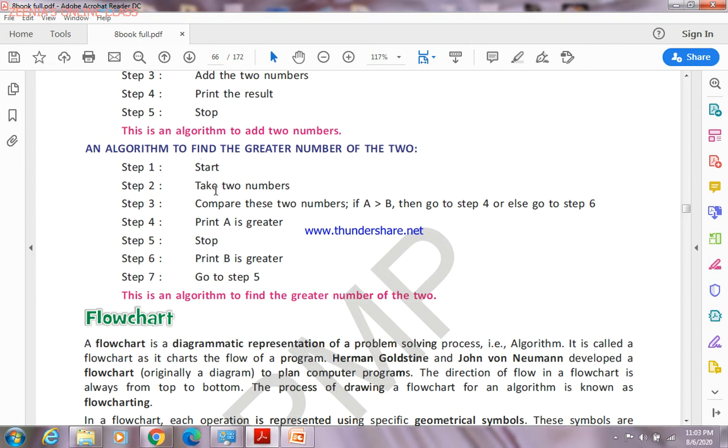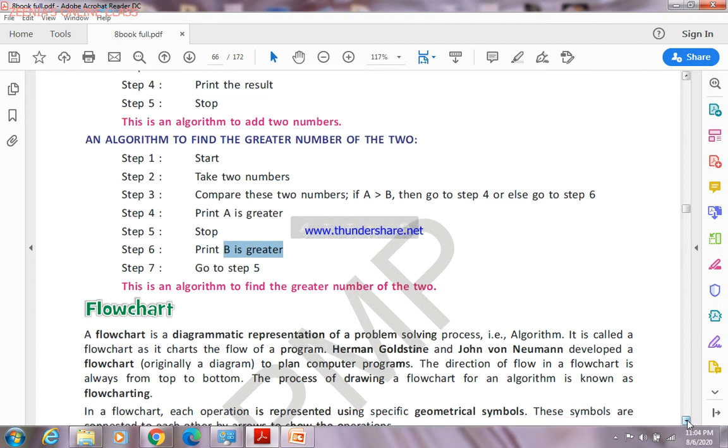So in this way you will write, take two numbers from user. It is very simple English language. Then compare these using this logic, right? Greater than sign is there, as mathematical sign is there. So we will print A if A is greater, if B is greater, then print B, then stop. So we need to use these particular steps for finding the greater of 2.